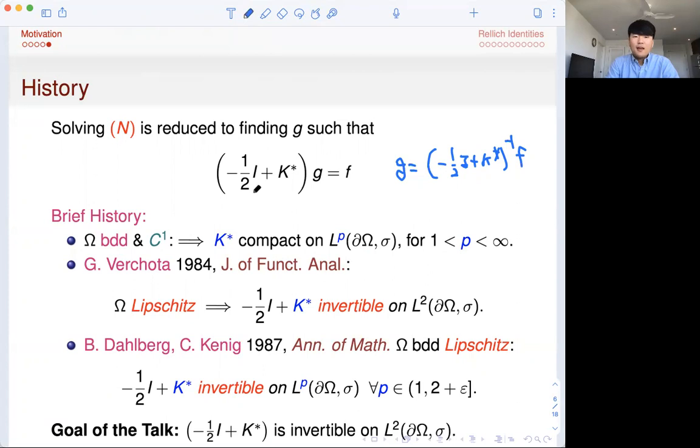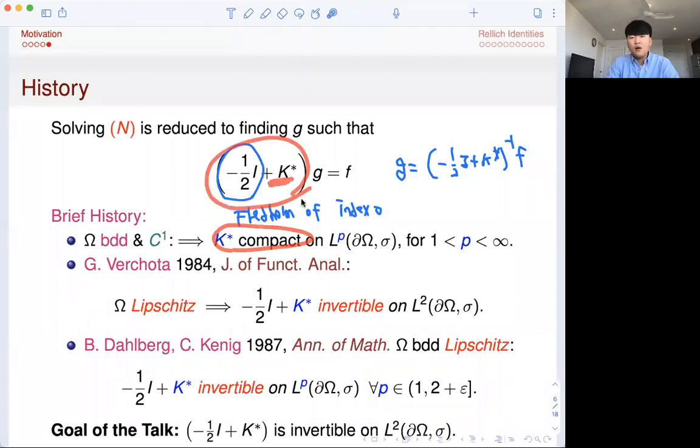And we know that minus one half I is an invertible operator, which means this operator is a Fredholm operator of index 0. And if K star is compact, so if we add the compact operator, this is going to be again a Fredholm operator of index 0, which helps us to invert this operator because invertibility is equivalent to injectivity or surjectivity.